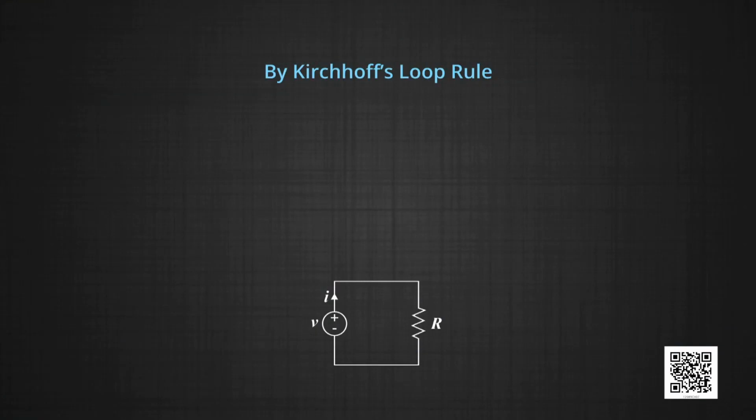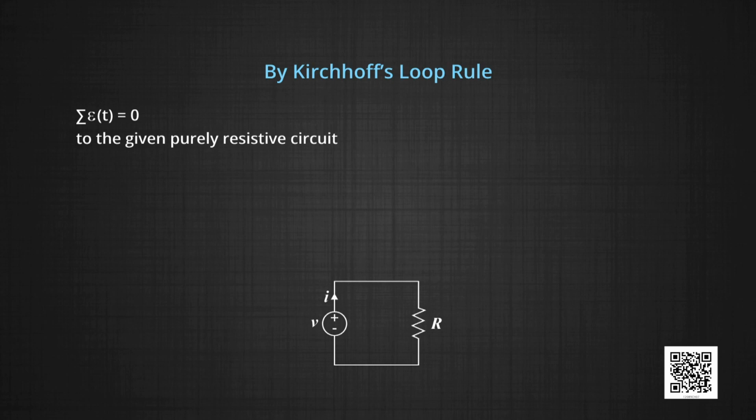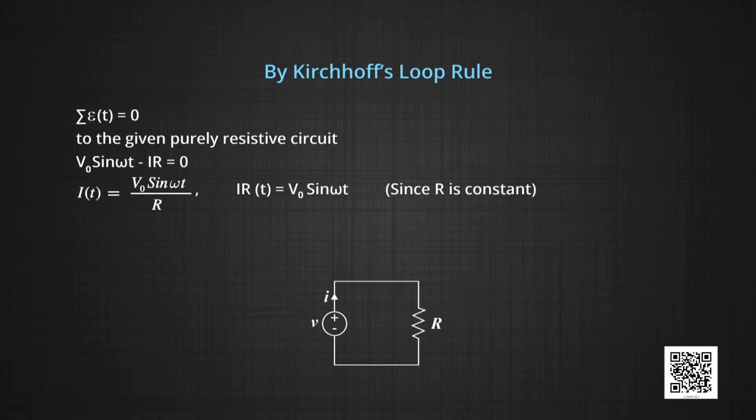So, we have a circuit here with an AC source where a resistance is connected in series. According to Kirchhoff's law, as we have done earlier, the second loop rule says sigma E is equal to 0. For the given purely resistive circuit we have V naught sin omega t minus I R is equal to 0, that is I is equal to V naught sin omega t divided by R, where I R is equal to V naught sin omega t. Here R is constant, which is resistance, that is V naught divided by R is equal to I naught. Here I naught is the current amplitude or peak value.